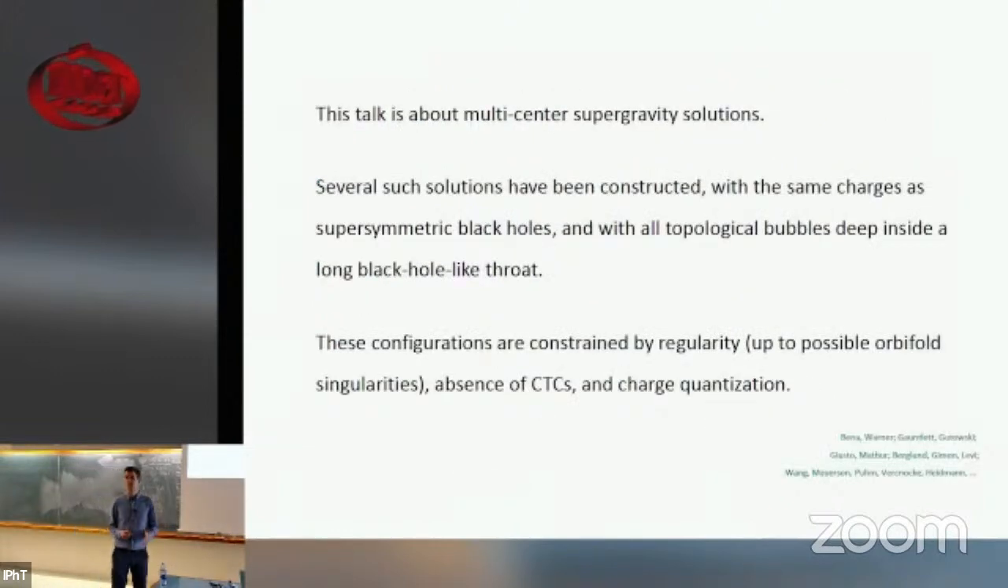As I said, this talk is about multi-center supergravity solutions. And lots of solutions of this type have been constructed over the years, which have the same charges as large supersymmetric black holes, and with all the topological structure deep inside a near horizon throat. And these configurations are constrained by regularity, up to possible orbifold singularities, absence of closed time-like curves, and importantly, charge quantization.